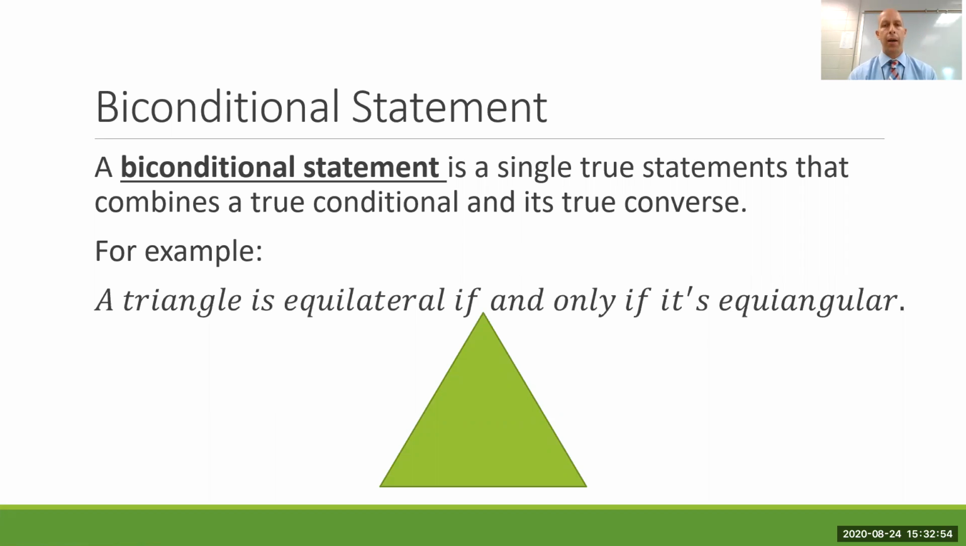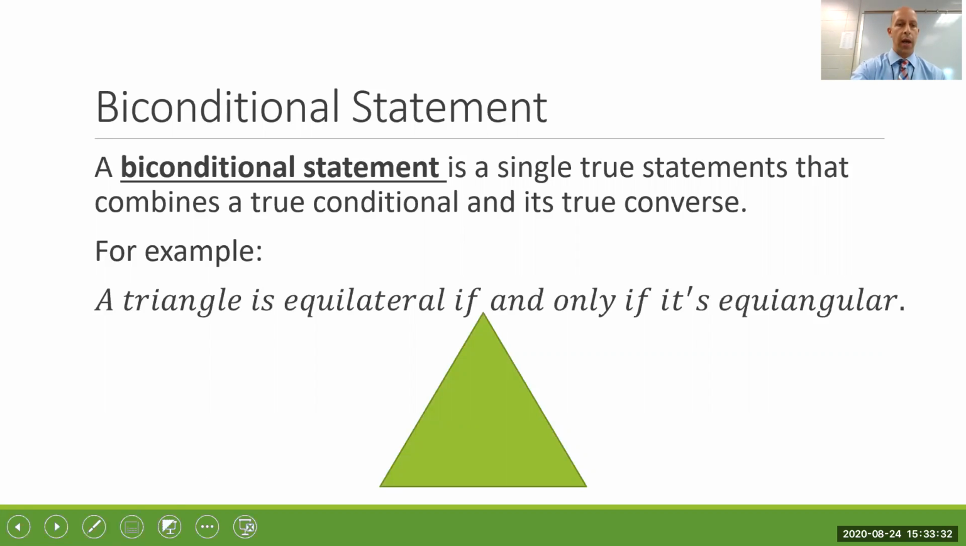So what is a biconditional statement? Hopefully you know the word or the prefix, I should say. Bi means two. So a biconditional statement is a single true statement that combines a true conditional and a true converse. So the two things that are required here are a conditional and its converse. Here is an example of a biconditional statement. A triangle is equilateral if and only if it is equiangular.